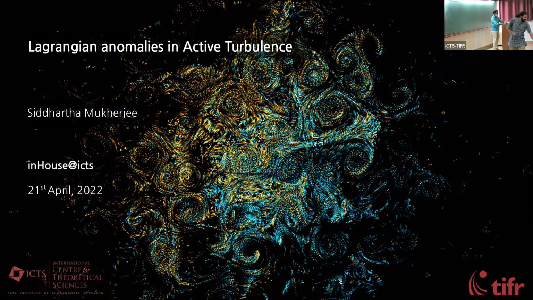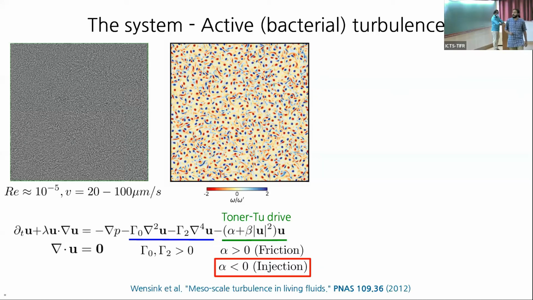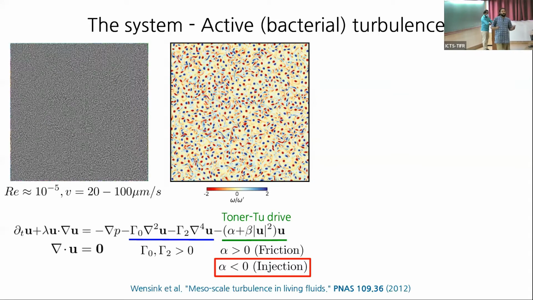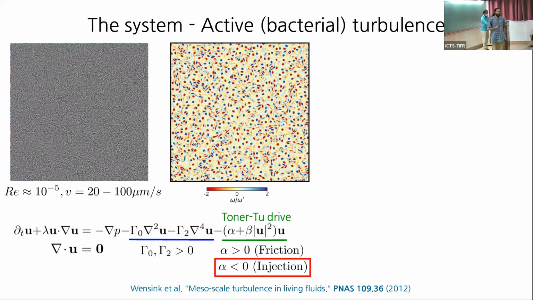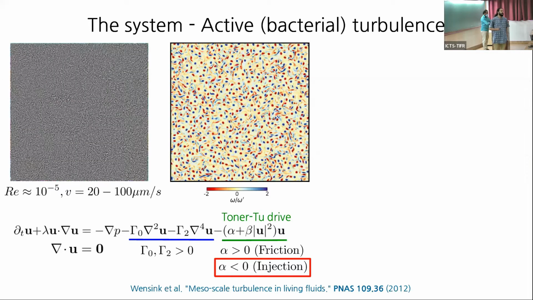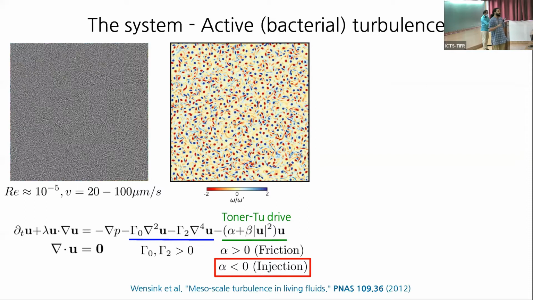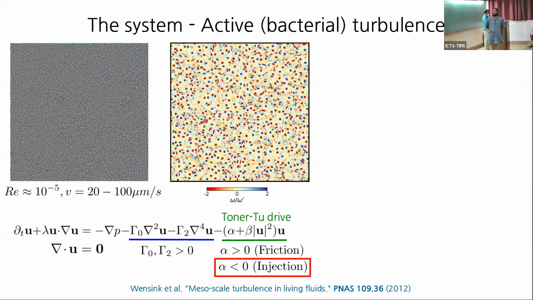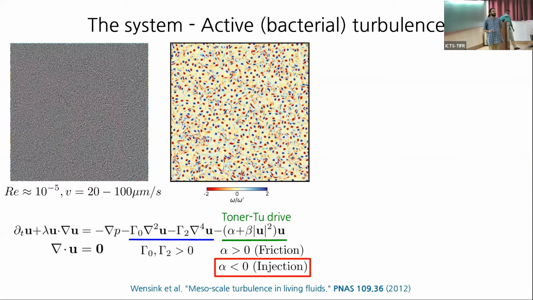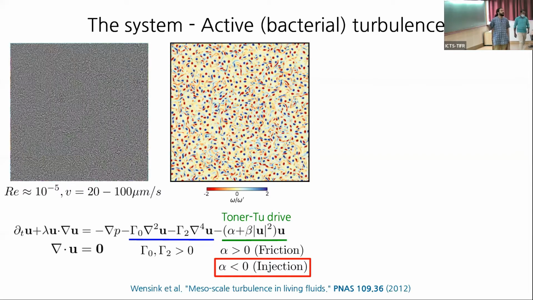So yeah, let me just start off by telling you what active turbulence is. Active matter is basically matter that consumes energy from its surroundings or some internal energy and converts it into motility. So you can have small active agents that move around. When you have a dense collection of such particles, they give rise to collective states of motion.